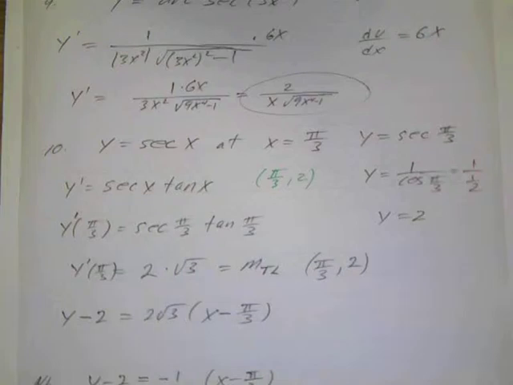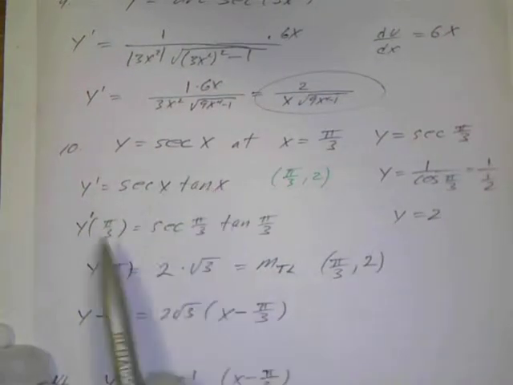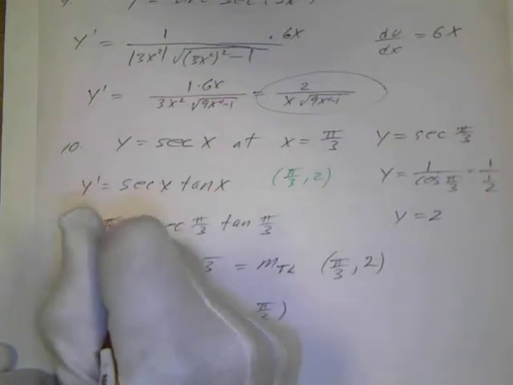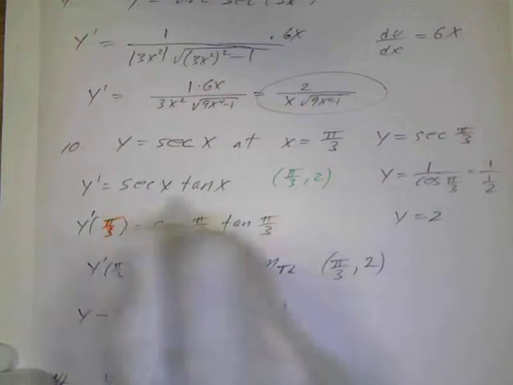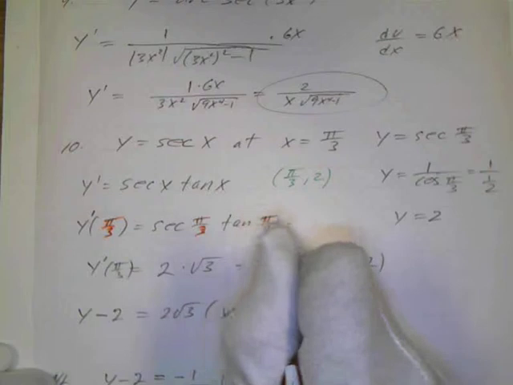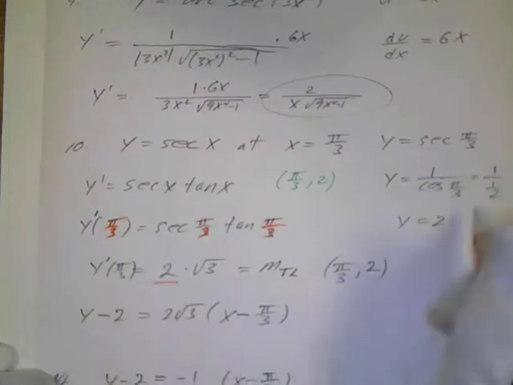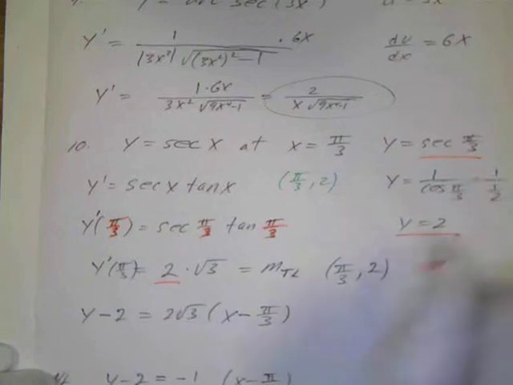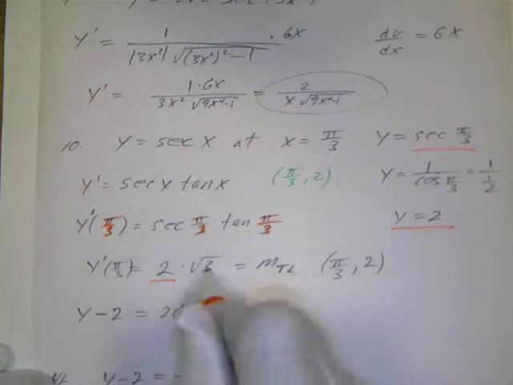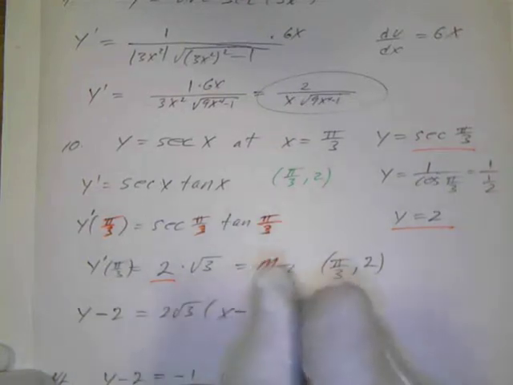Now I have to find the slope, so I have to take the derivative. Well, the derivative of the secant is just the secant times the tangent. And we want to evaluate the derivative at pi over 3. So we put pi over 3 into this x. Well, we already know what the secant of pi over 3 is. We just figured that out. That was 2. And what's the tangent of pi over 3? Well, that's the square root of 3. So this is my slope, the slope of the tangent line, 2 times the square root of 3.